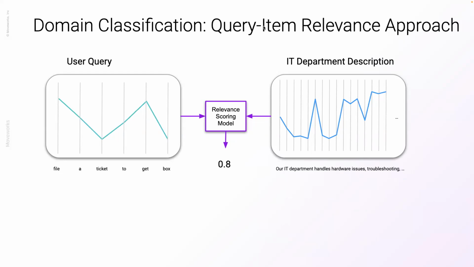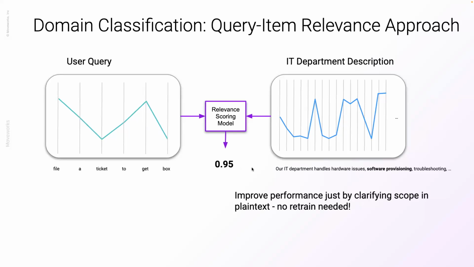You can also do this for query-item relevance. For example, if you have a whole bunch of departments and you want to be able to add new ones quickly, you can have a model that takes in some text representation of the query or the ticket, and also a description of a department. For example, our IT department handles hardware issues, troubleshooting, etc. And again, it's a numerical representation. Models are great at taking numerical representations in and outputting probabilities. So you say, this is a 0.8 out of 1 similarity, like 80% related.